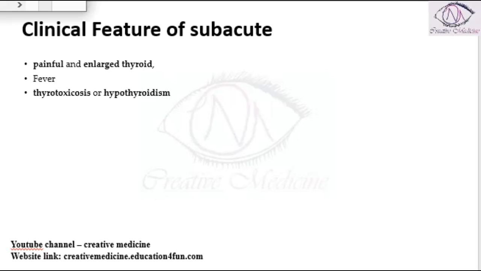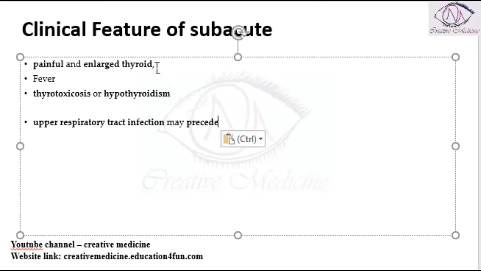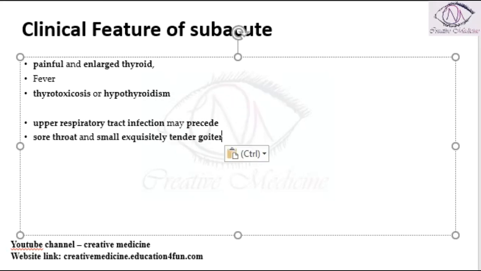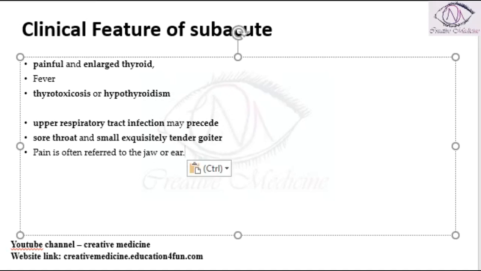And you can also see that the symptoms of an upper respiratory tract infection will precede this disorder within some weeks, and the patient will present with complaints of sore throat, and also a tender goiter is seen in these patients. The pain is sometimes referred to either the ear or the jaw.